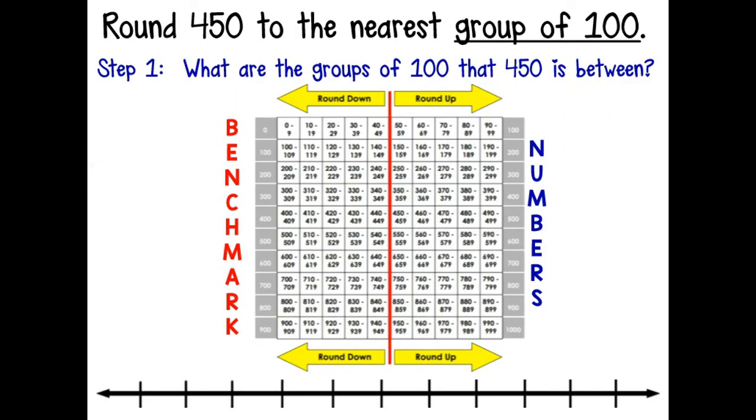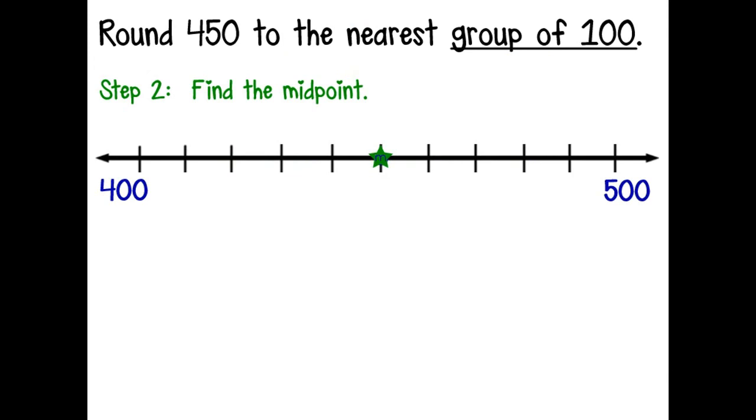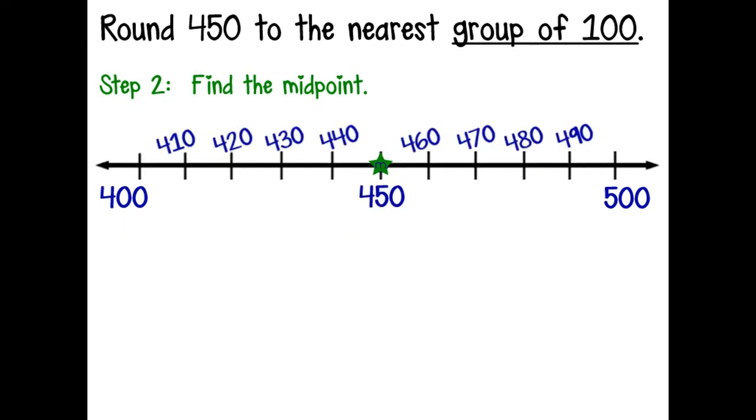Now we will round 450 to the closest group of 100. The first step is to find the groups of 100 that 450 falls between. 450 falls between 400 and 500. Our next step is to find the midpoint. There are 100 numbers between 400 and 500. Since we are starting at 400, that means our midpoint is going to be 450.